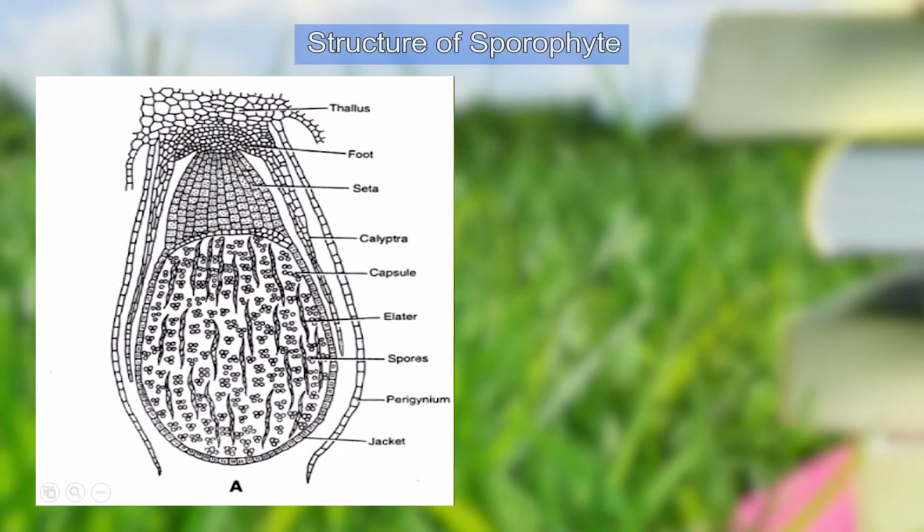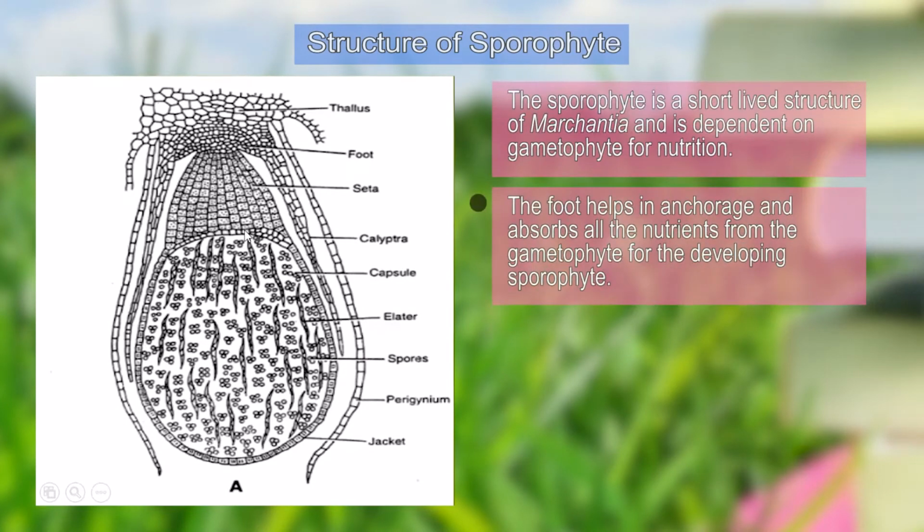So, let us move towards the sporophytic structure. The sporophyte is a very short-lived structure of Marchantia and is dependent on the gametophyte for nutrition. This is the sporophyte, as you can see in the structure. In Marchantia, the gametophyte phase is the most prominent phase, as in the bryophytes. The sporophytic structure can be divided into 3 distinct regions: foot, seta and capsule.